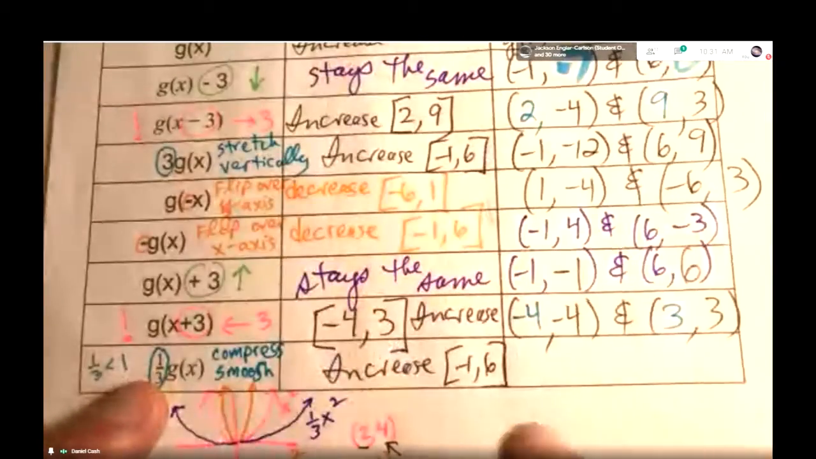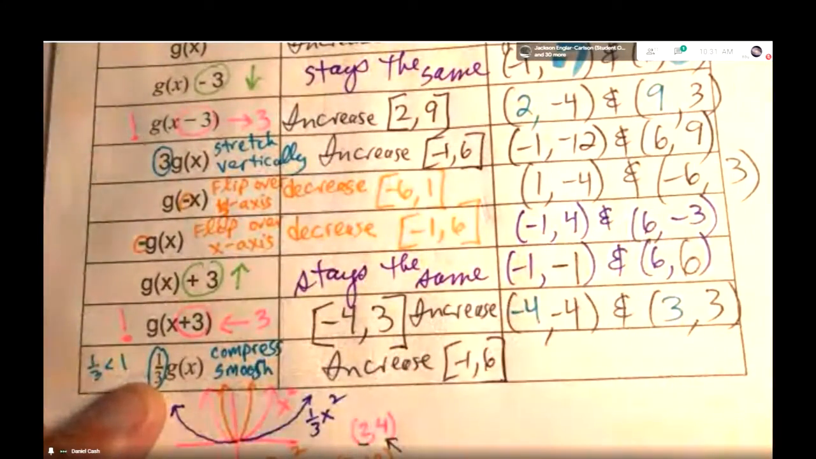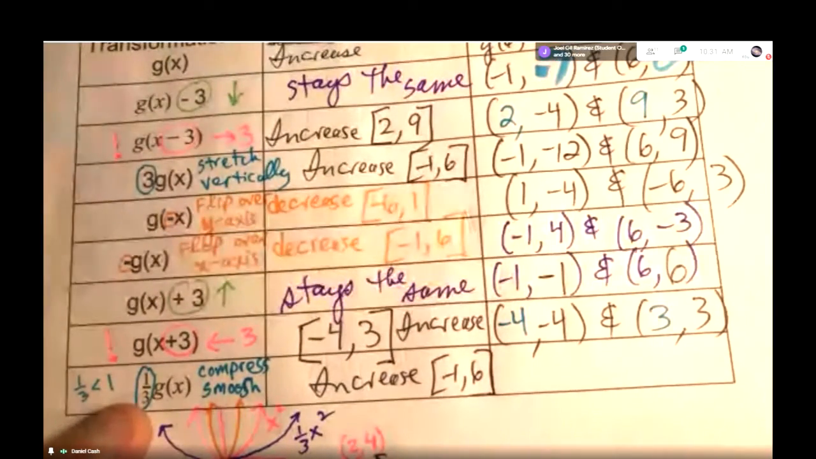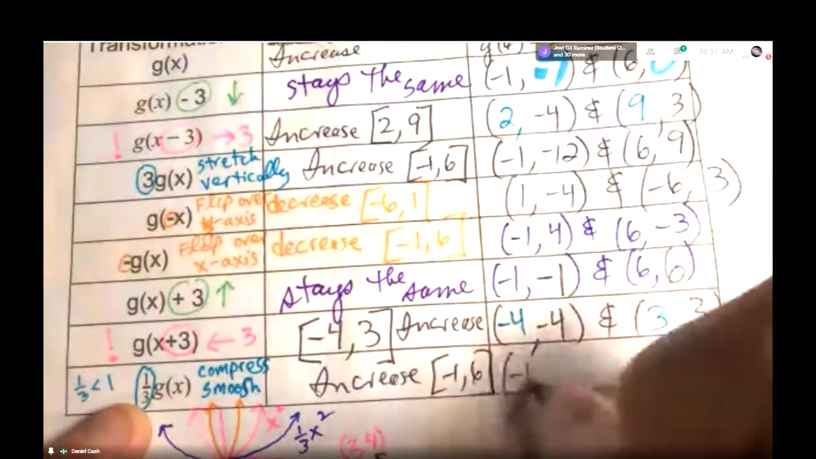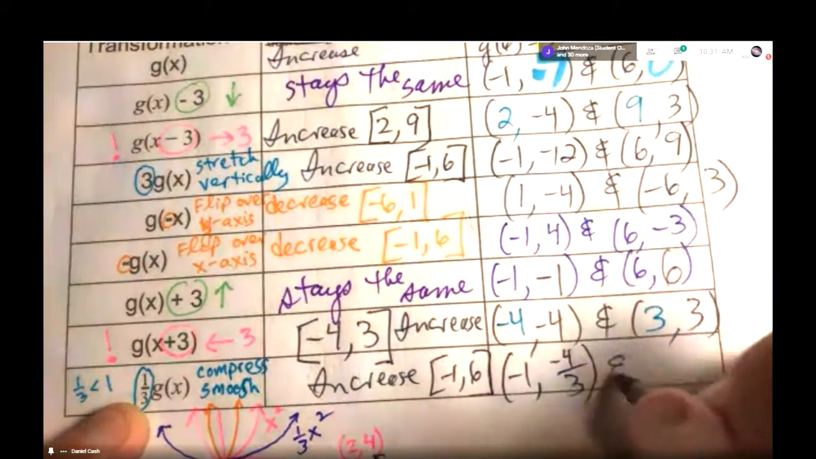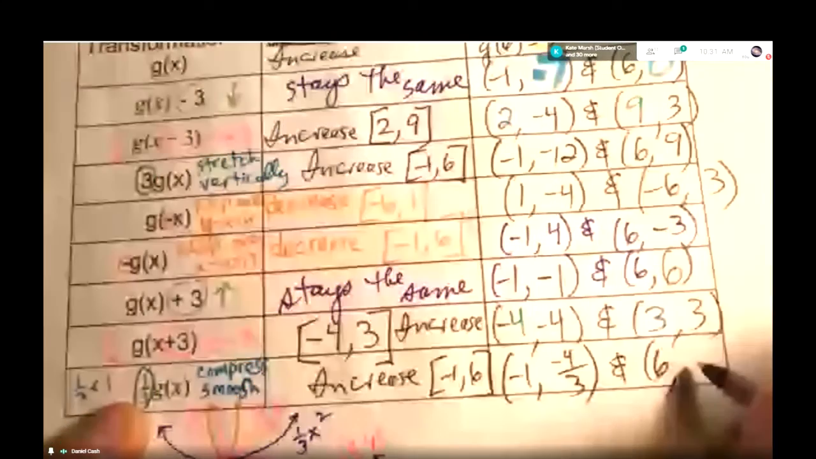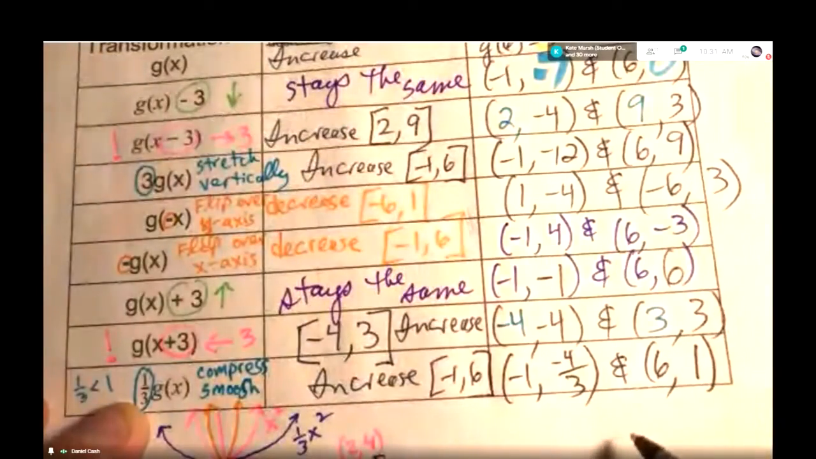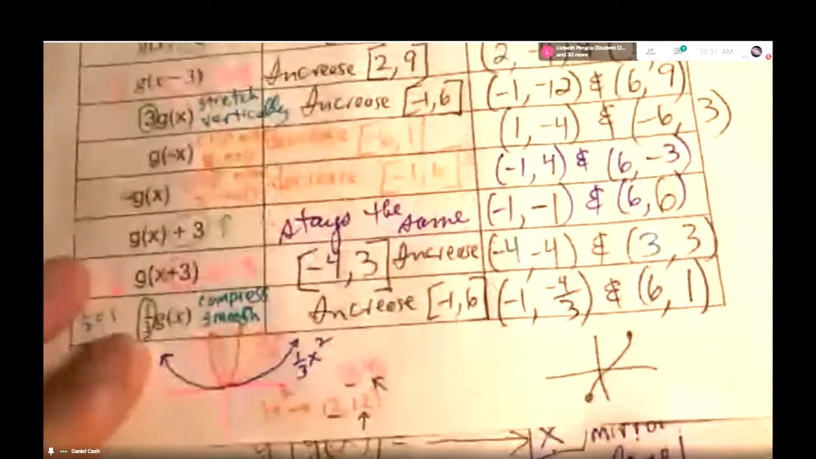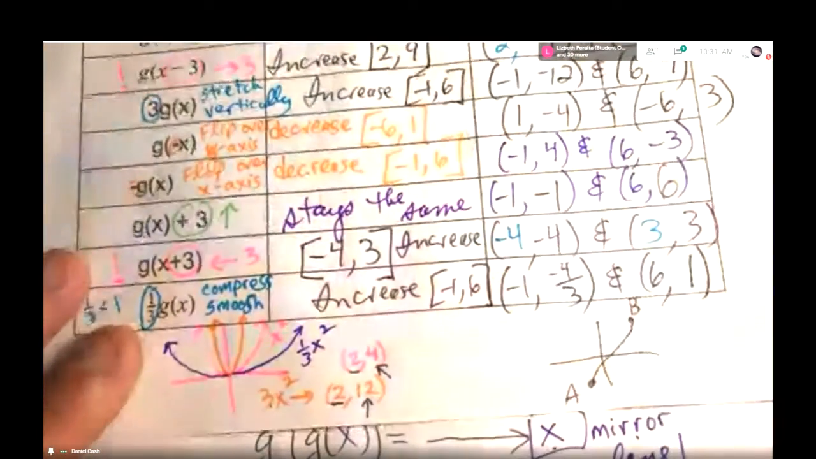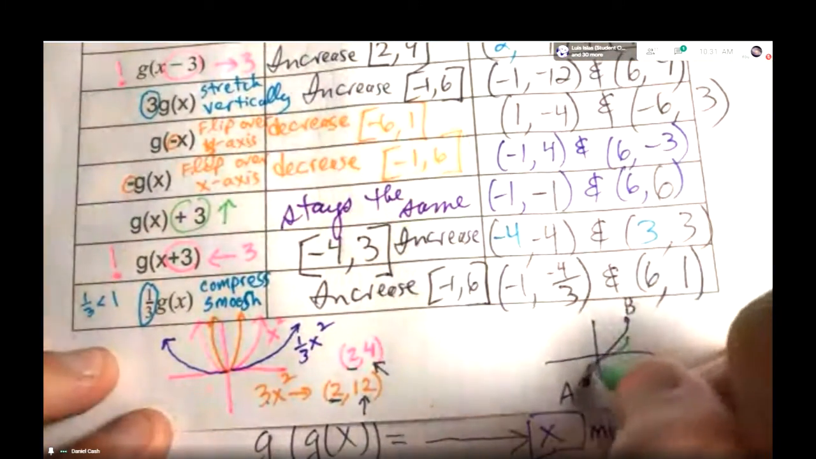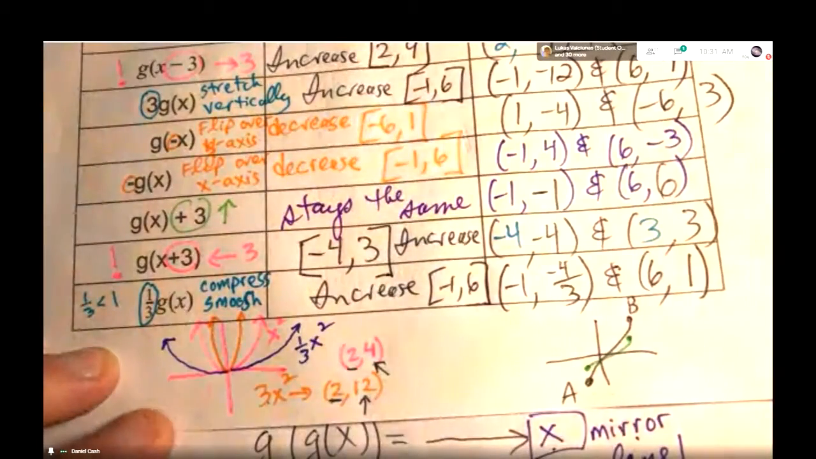Now, because this is a 1/3 and the thing got smushed, it's going to be 1/3 the value of the y values. So in this case, the first point is a negative 1, negative 4. So I'm going to smush that by 1/3. So we get negative 4/3. And the other point is 6 comma, 1/3 of 3 is a 1. Okay, so on the original graph, we had point A and point B here. And what the 1/3 does is it smushes it. So it's kind of like this. It got smushed.